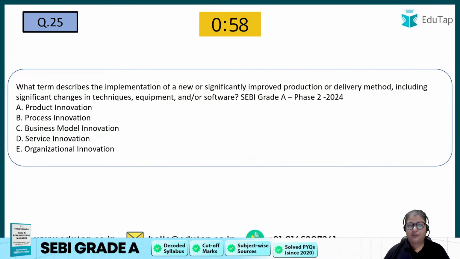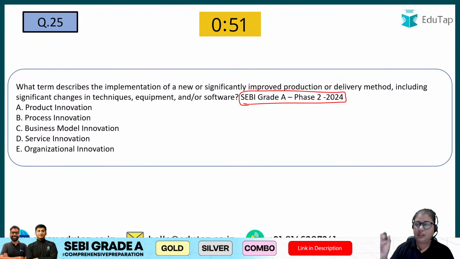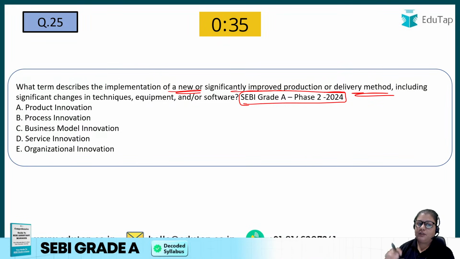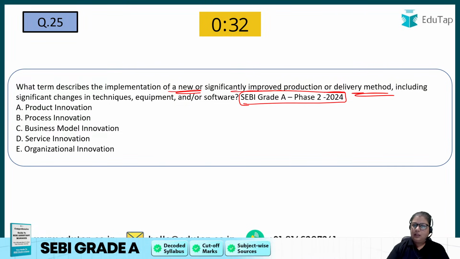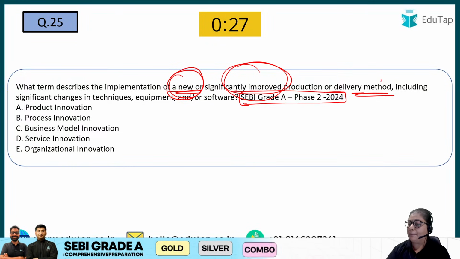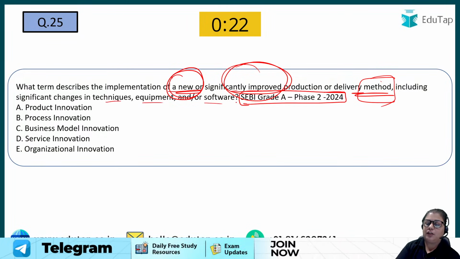Coming to question 25. Question 25, try to answer this question. Again, I have taken an important question from previous year, phase 2 2024. Such an easy question. See, what term describes the implementation of a new or significantly improved production or delivery method? So I have to see which term will describe the implementation of something new or improved production or delivery method, including significant changes in techniques, equipment or software.